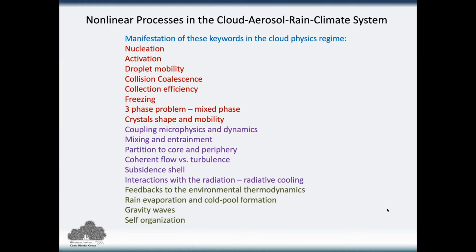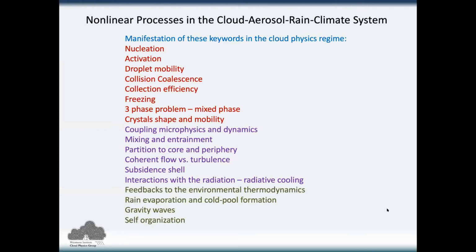And then we have droplet mobility. Okay, once we created a cloud with droplets, it's very important whether the droplets are many and small, or few and large, because they will move differently in the cloud. On the next time step, they will be in a different place within the cloud. So droplet mobility is, you know, if you want to understand invigoration, you need to understand droplet mobility. It's as simple as that, but it's nonlinear. It is linked to the activation.